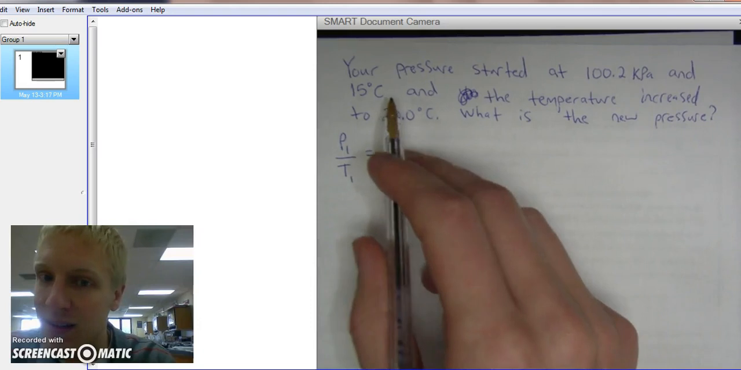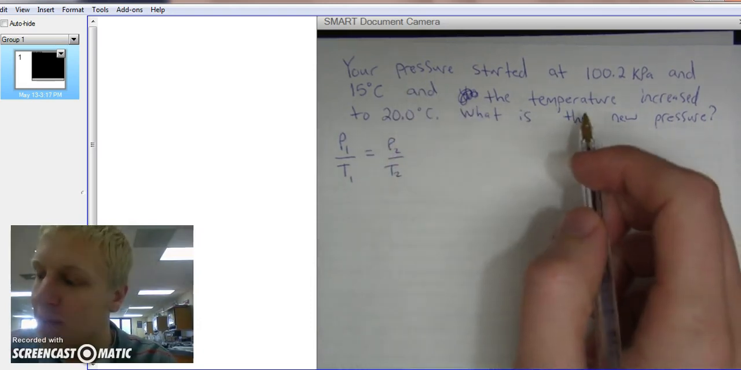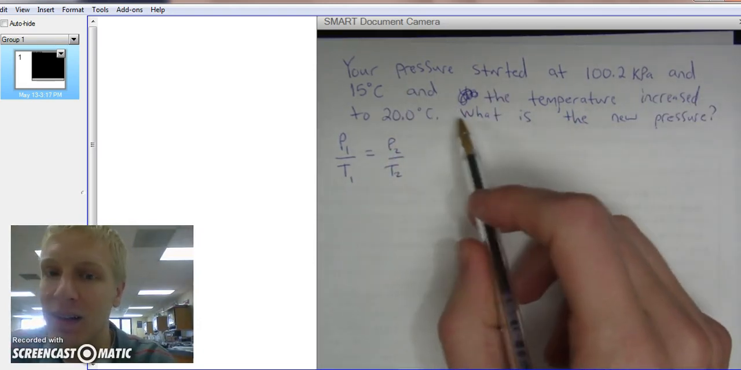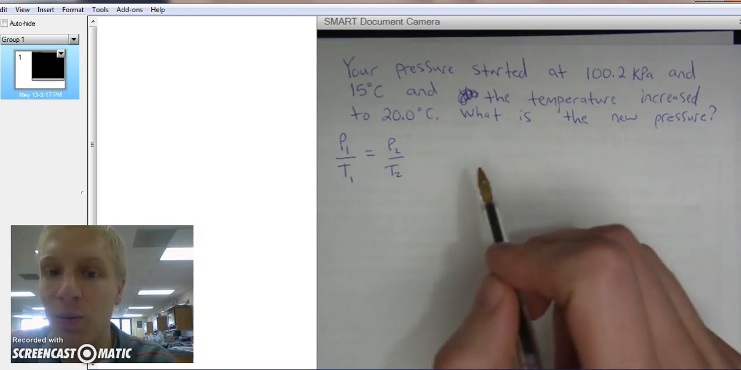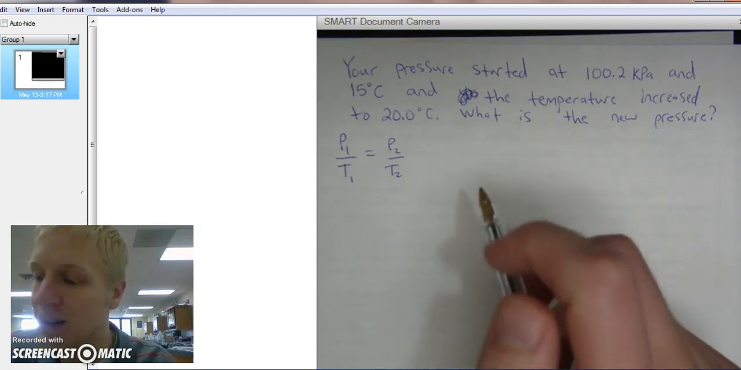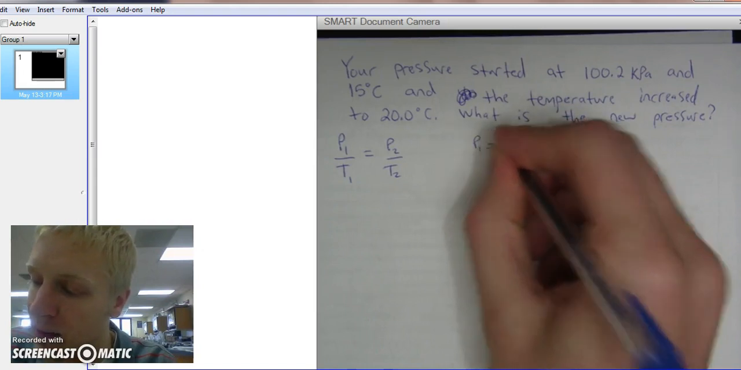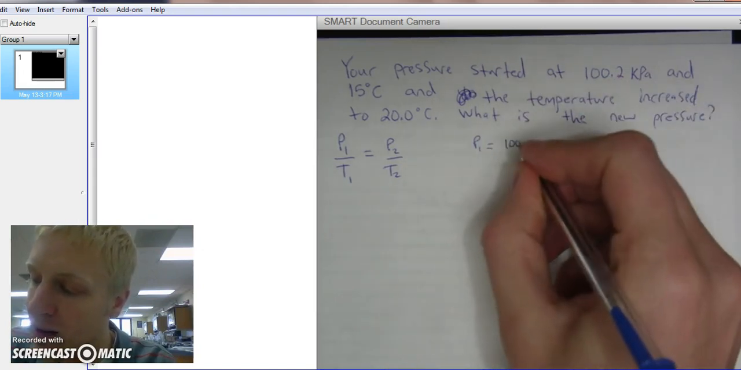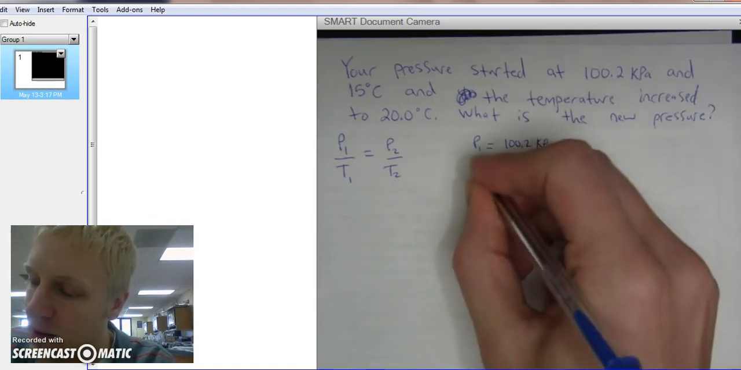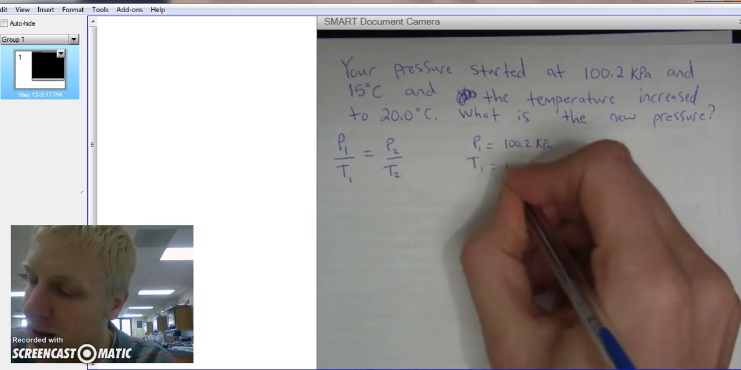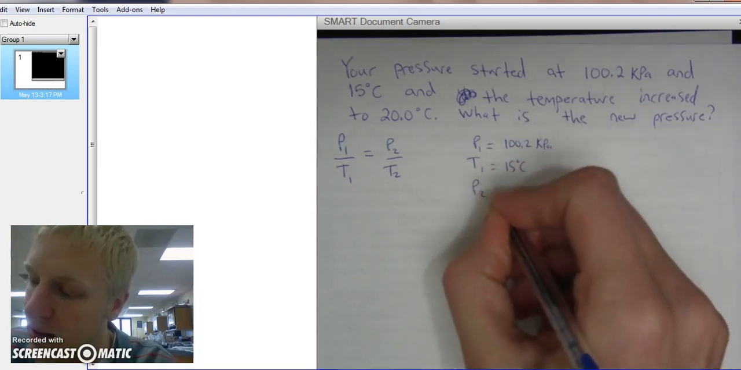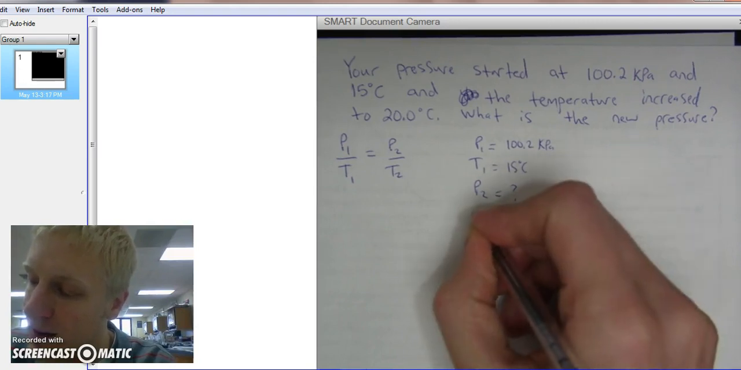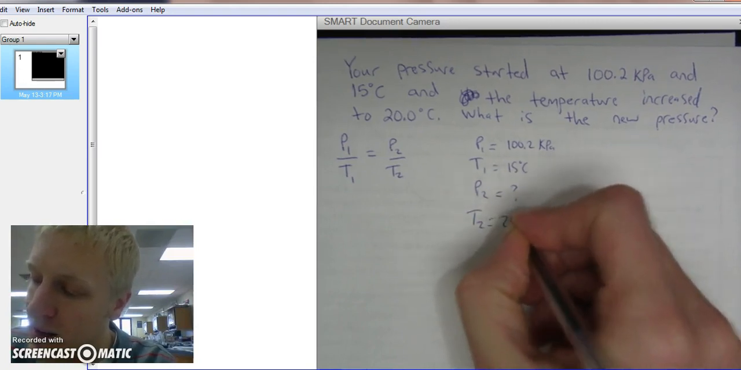Alright, so in this question, it says your pressure started at 100.2 kPa and 15 degrees Celsius, and the temperature increased to 20 degrees Celsius. What is the new pressure? So I always write down what's my P1, it's 100.2 kPa. What's my T1, it is 15 Celsius, P2 is what I'm looking for, and temperature 2 is 20 degrees Celsius.